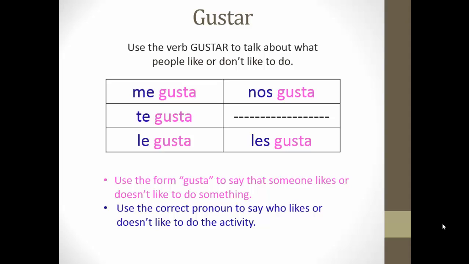Le gusta is you like, formal. He likes or she likes. So it has three meanings. Nos gusta means we like, and les gusta can mean you all like or they like. So les gusta has multiple meanings as well. Pause the video and let's translate on part B of the note guide.